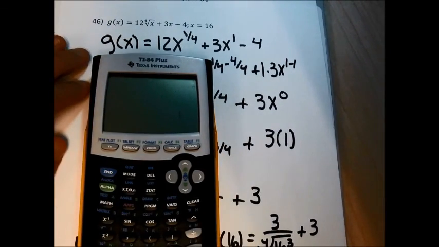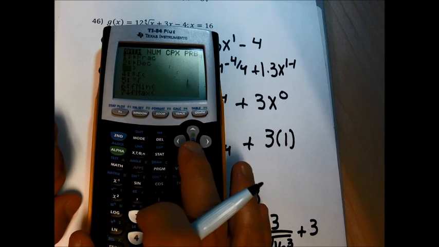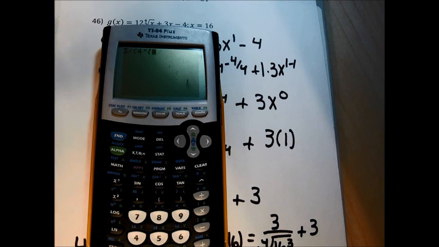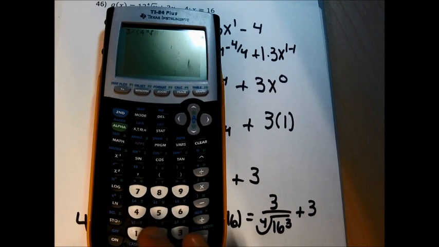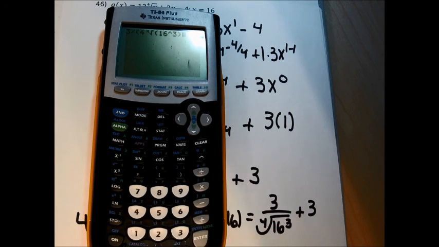Make the answer into a fraction. So I'm going to go clear, 3 divided by parentheses 4 for the 4th root. Then I hit the math key, go down to option 5, and hit enter. That's how you do the 4th root on this calculator. And then parentheses 16 exponent 3, close my parentheses. One more close parentheses. That's 3 over the 4th root of 16 cubed.